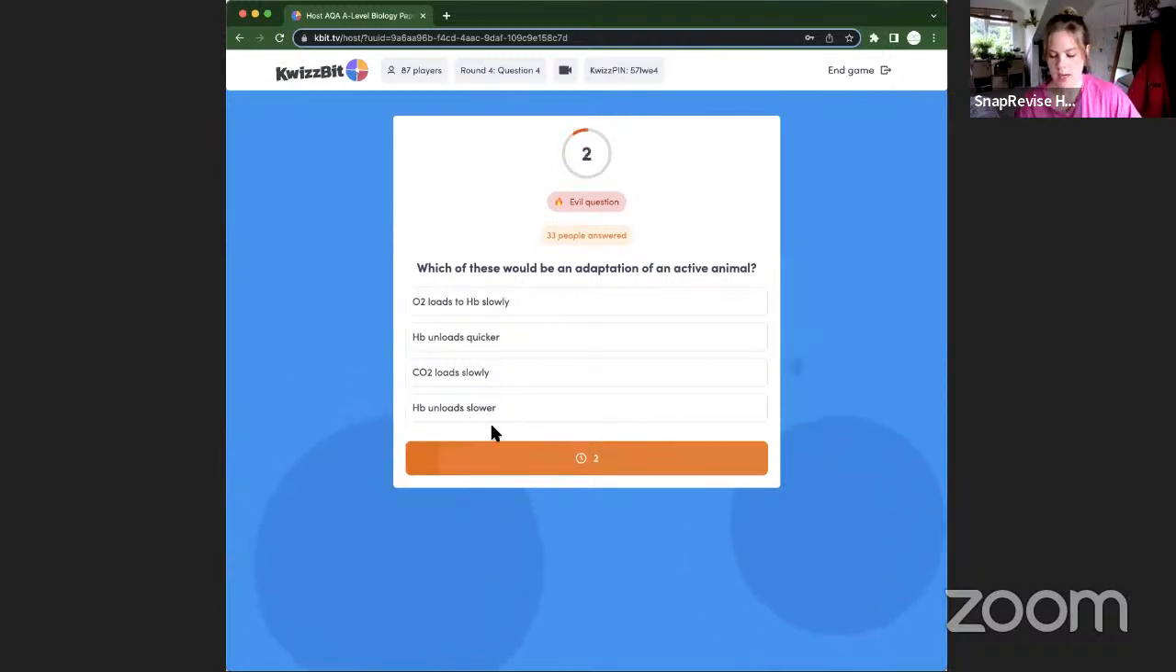It's carbon monoxide, I think, that reduces oxygen binding in hemoglobin, if I remember correctly from my A-level biology days. Yes, carbon monoxide.